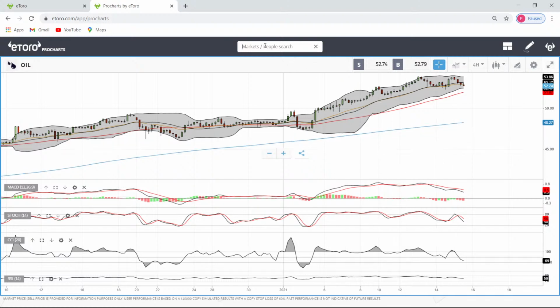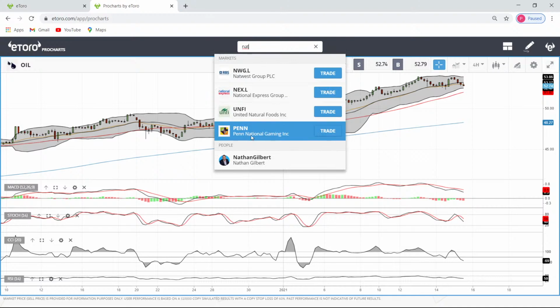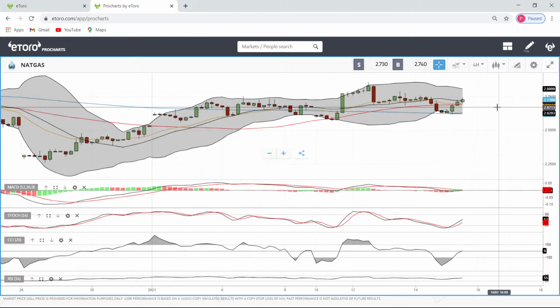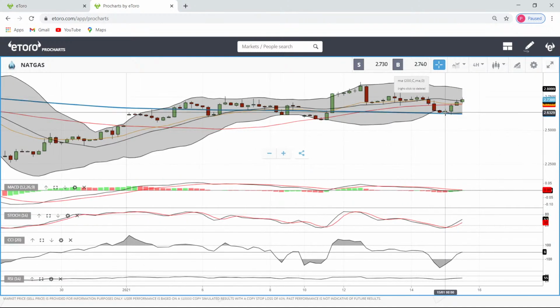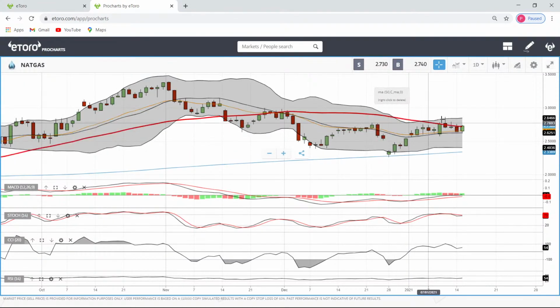Then we can look at natural gas. So we have been rallying here the last 12 hours. We can look at the daily chart instead. So it's just more of the same in natural gas. We are rallying up towards the 50 moving average. We're testing the 50 at the moment, but I think that we are just going to head back towards the lower part of the Bollinger Band.